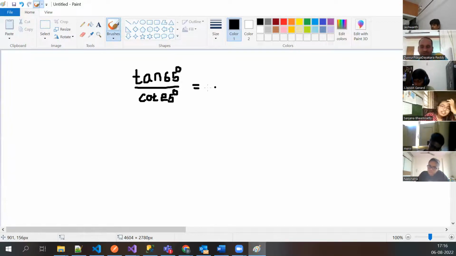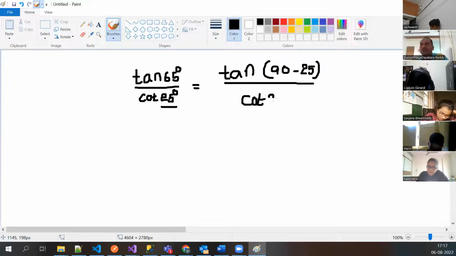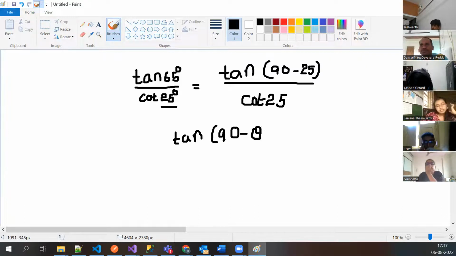All right. So how can we write tan 65? Simple, see the logic. What is given here? 25. So you can say 90 minus 25. Can I write like this? 65 degrees is nothing but 90 minus 25, divided by 25. So tell me, just now we proved tan of 90 minus theta is how much? It will be cot theta. So again, the answer is 1.